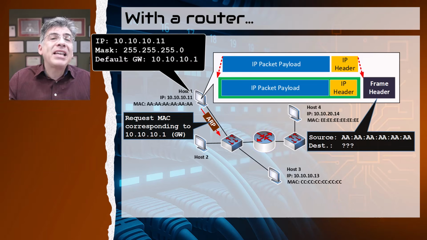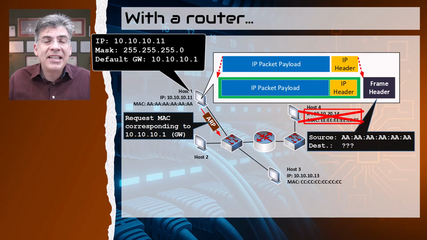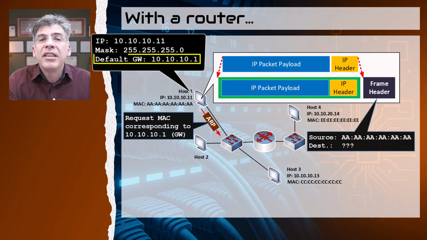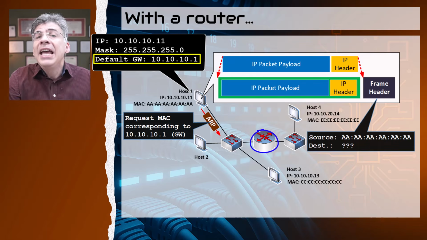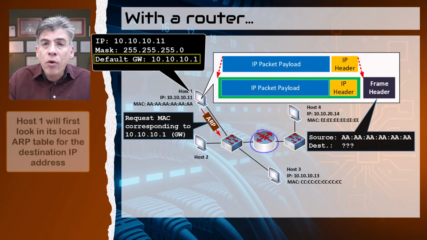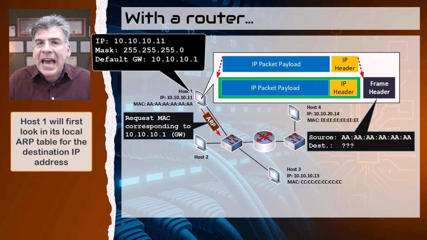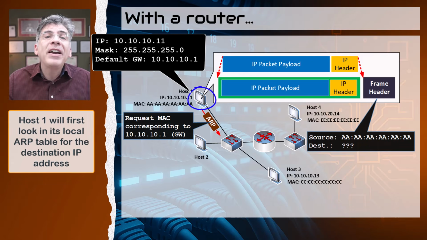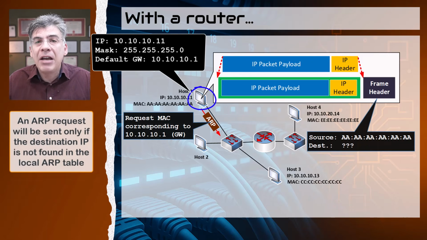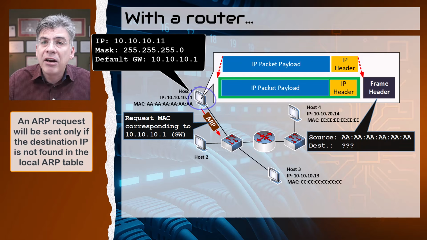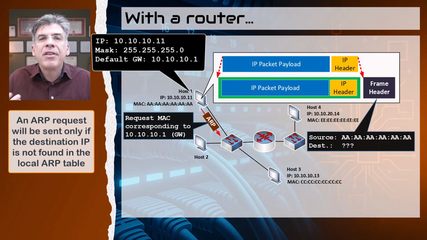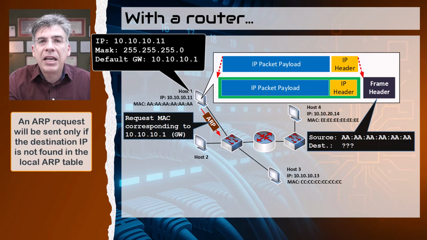So we follow the same process, but this time not for the destination IP address, since it's in a different subnet, but for the address of the next hop, which is the default gateway. Now, I don't show it all here, but of course, we first look within the ARP cache of host 1, and if we don't find the mapping of the IP address of the default gateway in there, then we send the ARP request for the MAC address of the default gateway.